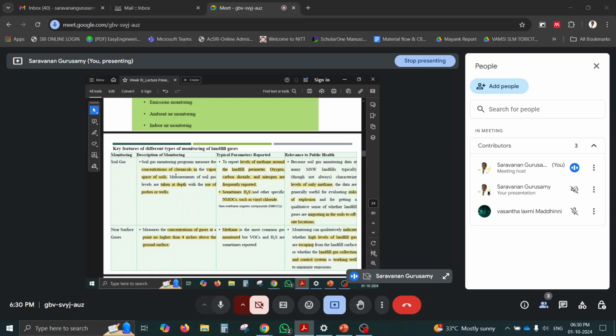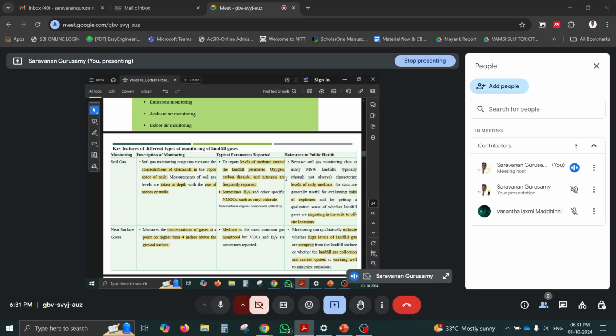As you know, we have porosity for any type of soil or solid waste. The concentration of chemicals present in the pores of the soil, the vapor space of the soil, will be monitored here, taken at depth with the help of probes or wells. So what are the parameters we are going to monitor?